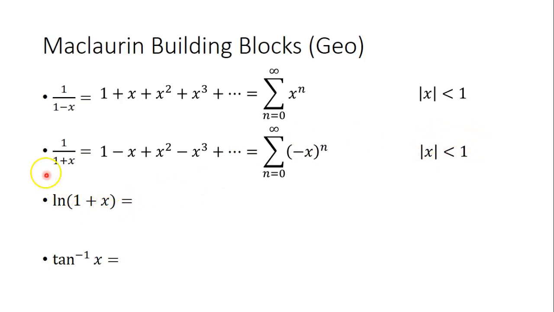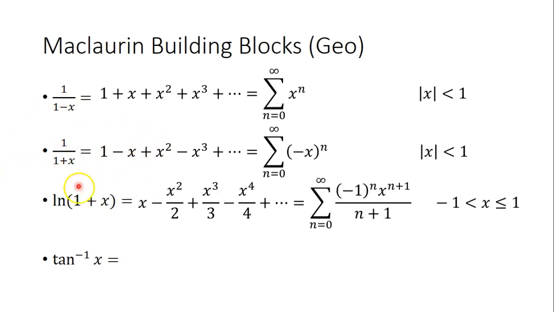Natural log of 1 plus x, this is the antiderivative of the one right above it. We did this in the Bell work on 9.2a. So the antiderivative here is x minus x squared over 2 plus x cubed over 3 minus x to the 4th over 4, etc., etc. We alternate. So we got a negative 1 to the n, then we have x to the n plus 1 over n plus 1, the antiderivative of this guy right here.